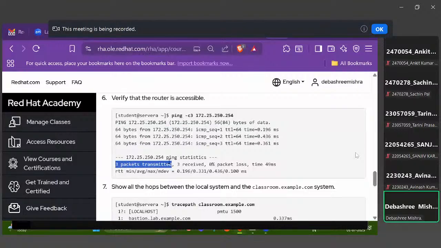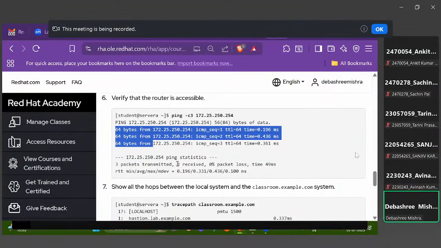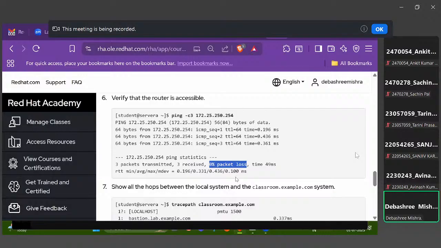3 packets have been transmitted. These are the 3 packets, 1, 2, 3, and 3 have been received and 0 are lost. Okay, so how much time has it taken? It has taken 49 milliseconds. So these are the ways that you can check your connection.